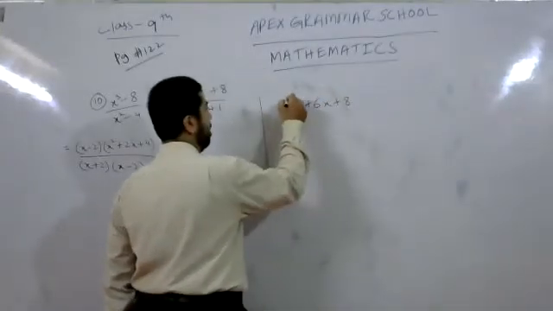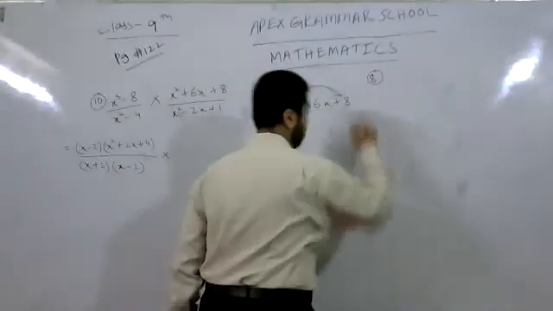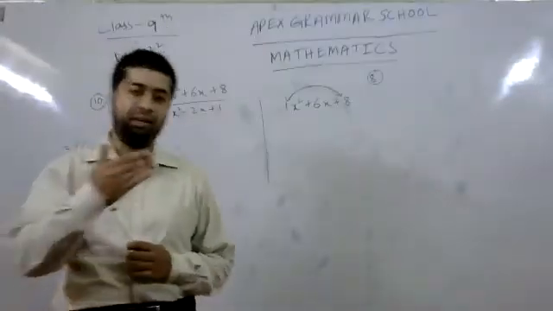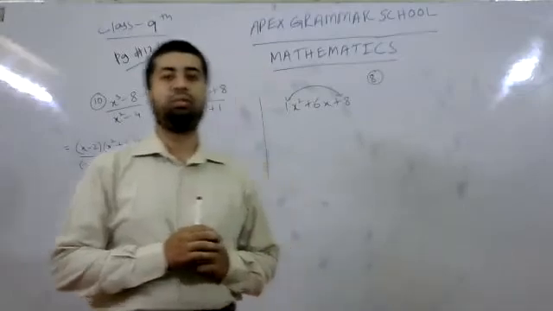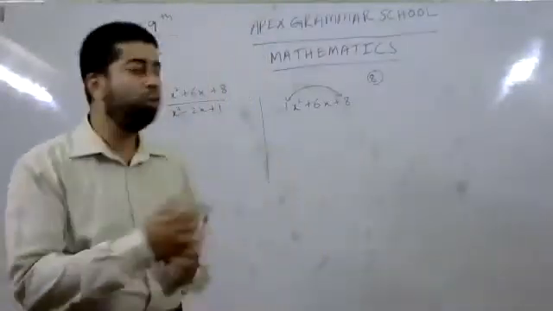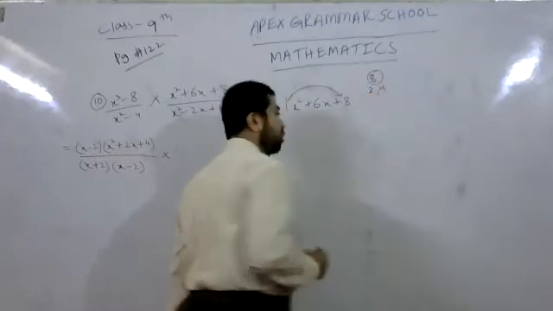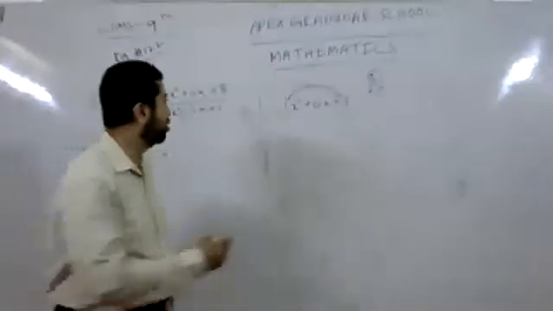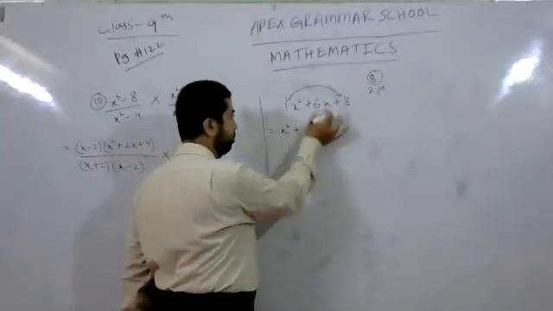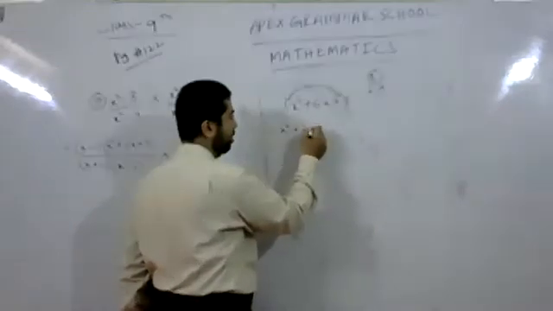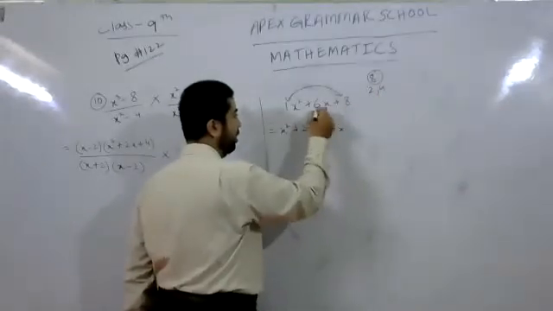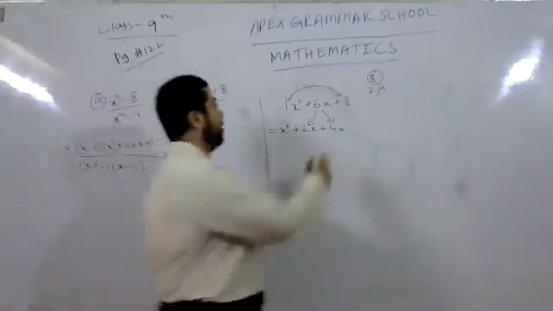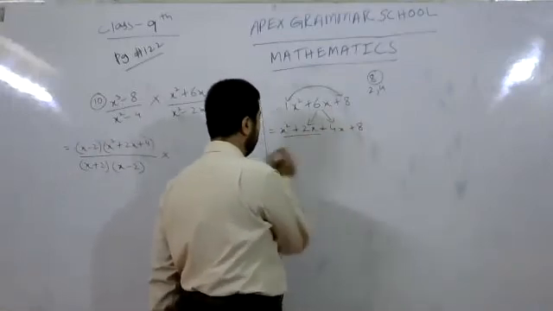The coefficient of x square is 1, multiplied by the constant 8, that is 8. We want a pair of numbers whose product is 8 and whose sum is 6. So I think your approach is right. That is 2 and 4. 2 multiplied by 4 answer is 8, 2 plus 4 answer is 6. So x square plus, with middle term breaking, 2x plus 4x. This is called middle term breaking. We have already done it within chapter number 5. After that, plus 8.